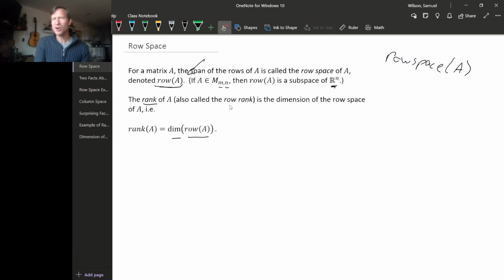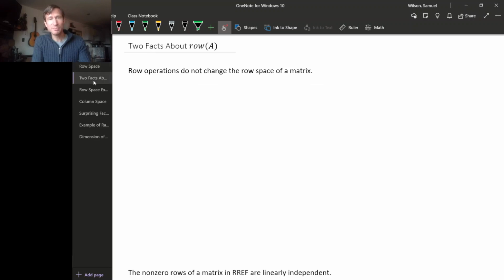You might think we should call this the row rank, and indeed some people do call this the row rank initially, but I'm going to call this the rank for reasons that you will see later. All right, so row space is just the span of the rows of a matrix, and the rank of a matrix is the dimension of the row space. Two quick facts about row space for a matrix. First is that row operations don't change the row space of a matrix.